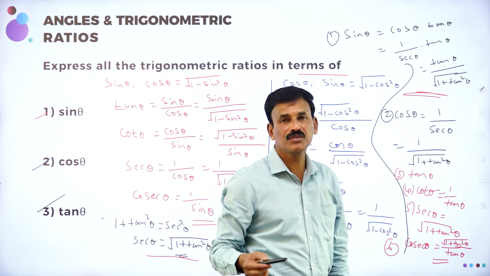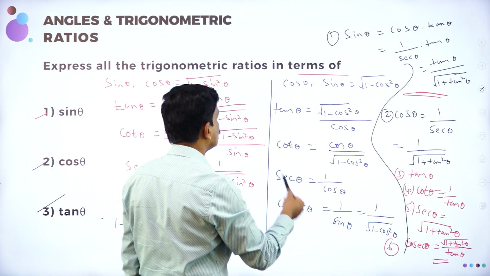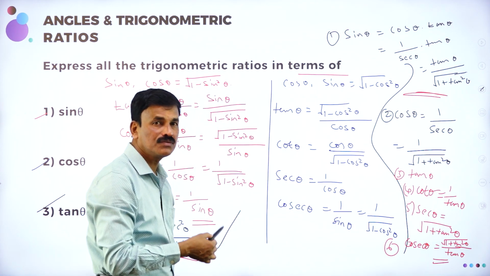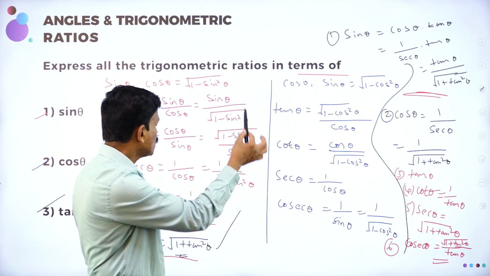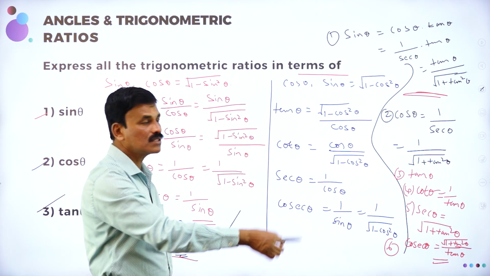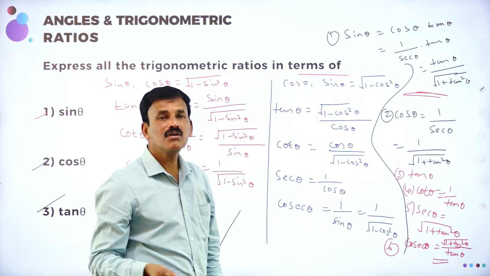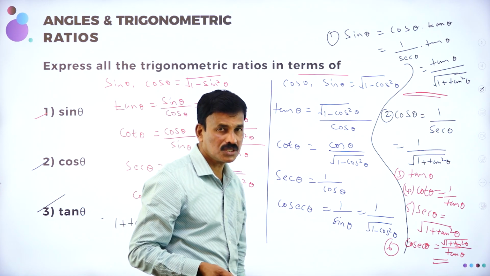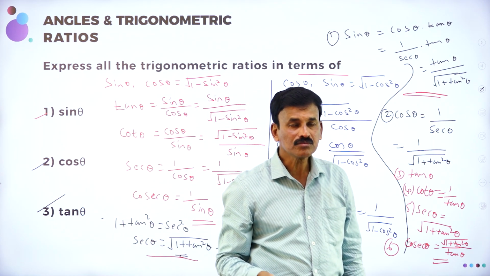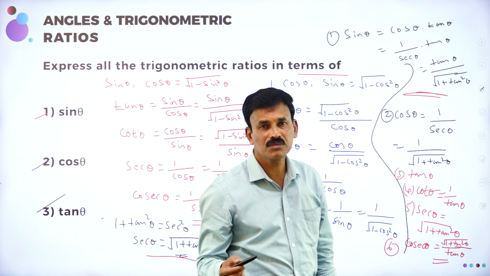This is how we express all the trigonometrical ratios, sin, cos, tan, cot, in terms of sin theta, all trigonometrical ratios in terms of cos theta, and all trigonometrical ratios in terms of tan theta. Similarly, all trigonometrical ratios in terms of cot theta, secant theta, and cosecant theta also. You may expect this type of question for 2 marks in your final examination.